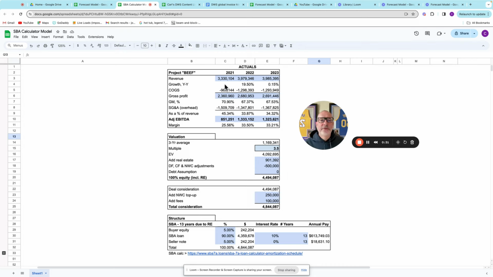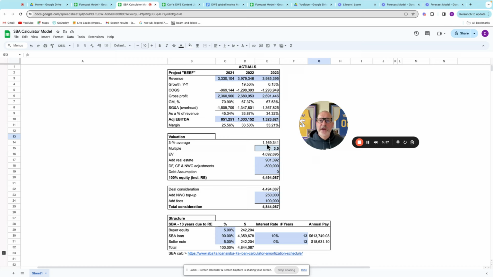So this is a business. Doesn't matter what the type of business is. This could be your deal. Put the last 3 years of revenues in. So 3.3, 3.9 and change, 3.9 and change. Model calculates growth. Put in the gross profit numbers, and then put in the adjusted EBITDA numbers. If you don't know what adjusted EBITDA means, go watch the video on that, and I will explain it. So you put those numbers in. So there's 9 numbers you've got to put into the model.